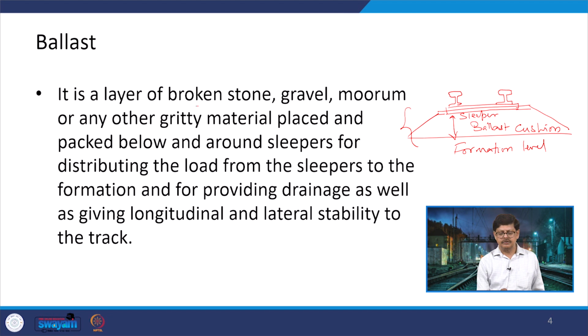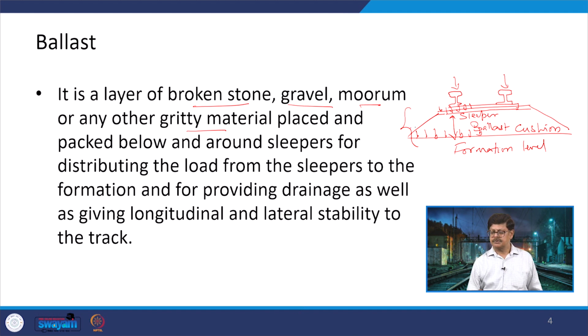So, it is a layer of broken stones, gravel, muram or any other gritty material which can be placed and packed below as well as around the sleepers for the distribution of load from the sleepers to the formation. So, the load comes here, then it is getting transferred to the area here, and then finally it is coming to the formation level in this form. And the same thing is going to happen on the other side when the load comes this side also. And this is being distributed from the sleepers to the formation and for providing drainage as well as giving longitudinal and lateral stability to the track.